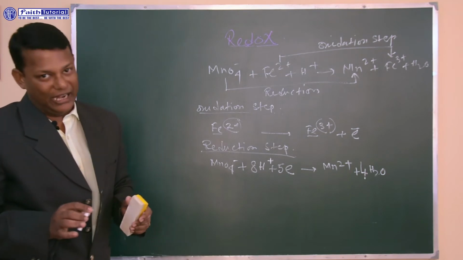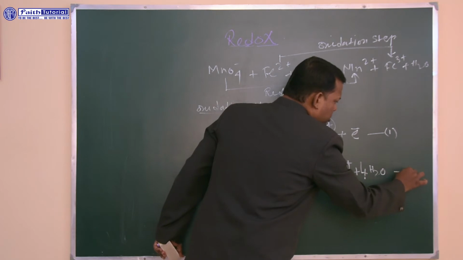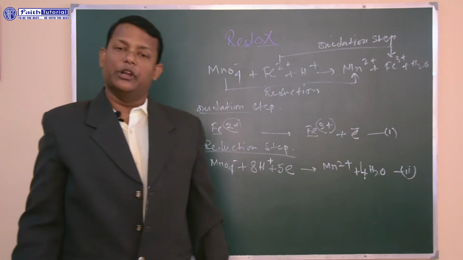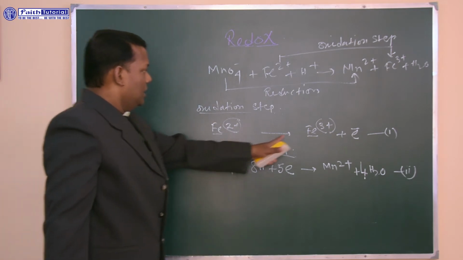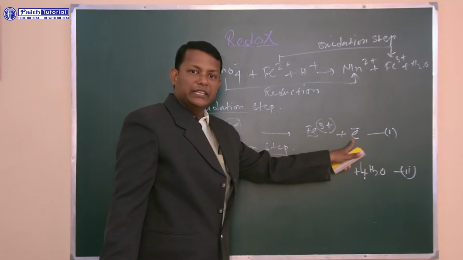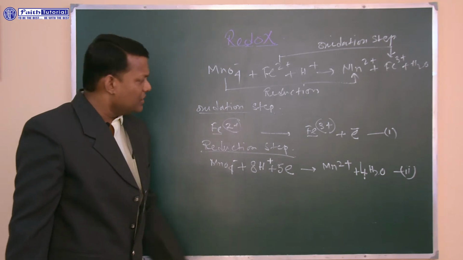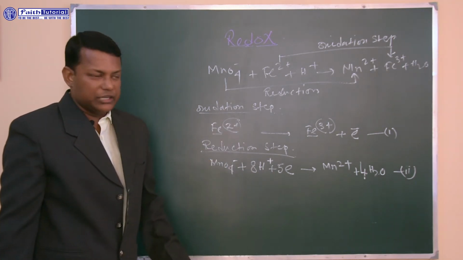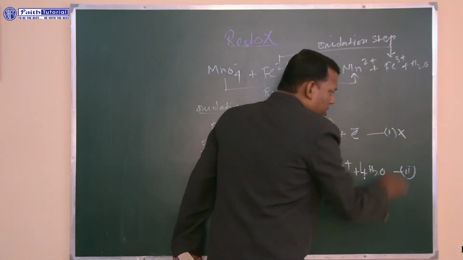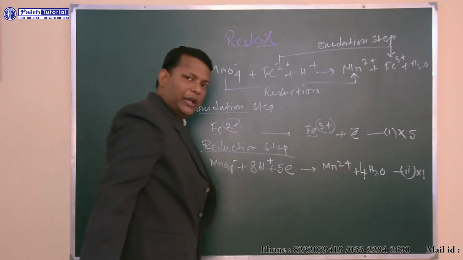Now charge is balanced. Next, we know when a redox reaction takes place, the number of electrons lost should be equal to the number of electrons gained. So here in the first step, that means in the oxidation step, 1 electron is on your right, and in the reduction step 5 electrons are on your left. So we have to make the electrons equal in both equations. So you have to multiply equation number 1 by 5 and equation number 2 by 1.